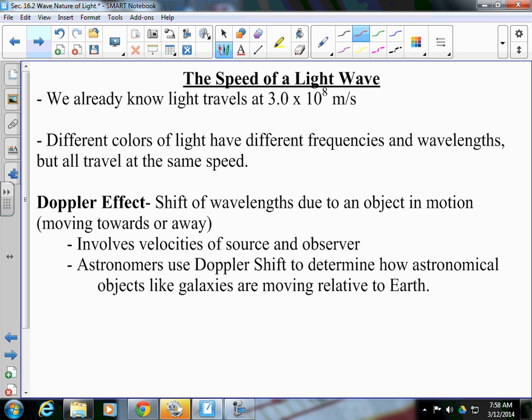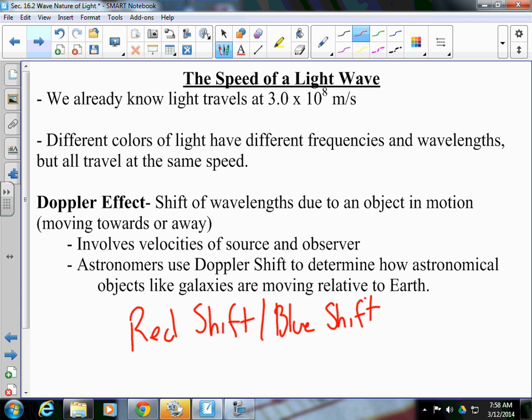This is what astronomers call red shift and blue shift. This is how we can tell whether a planet or another astronomical body is moving away from us or towards us, by the color of light that it's giving off. It's slightly tinged red or blue.